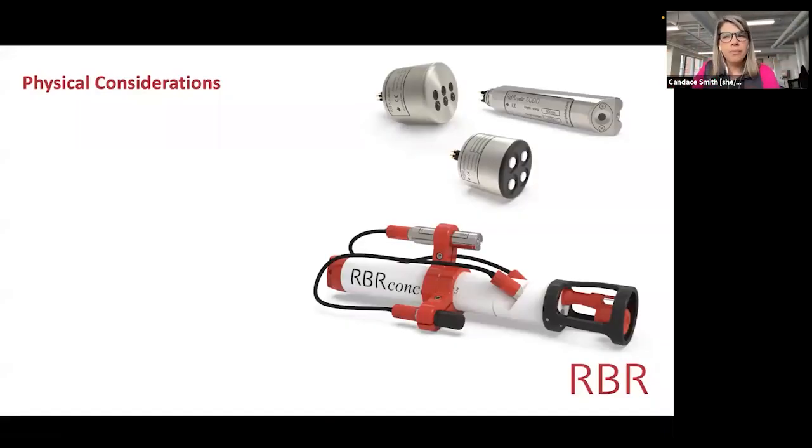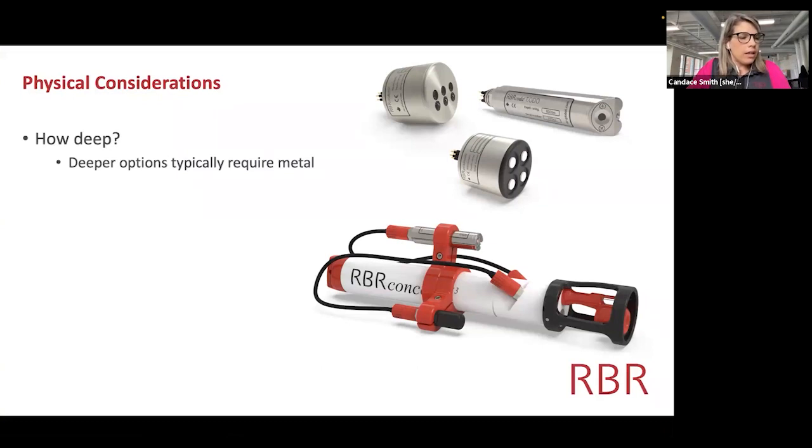So the next part is these other physical considerations. I think the second question after how are you planning on deploying your CTD, like how are you trying to use it, is how deep, because the deeper options typically require metal, typically titanium, because plastic materials just can't withstand that kind of pressure. So that's something to think about, and make sure that you're deploying CTDs that are rated to the depth. If it's rated to 200 meters, really make sure you're deploying them to the correct depth that they're rated to.